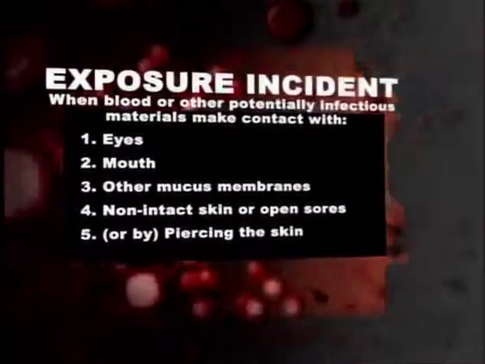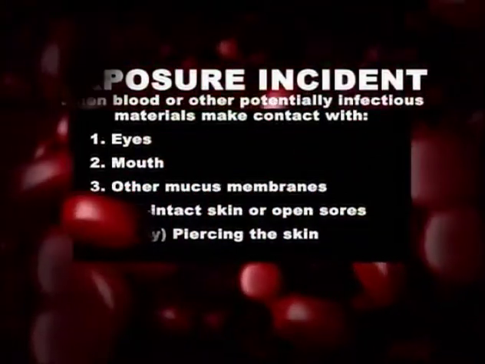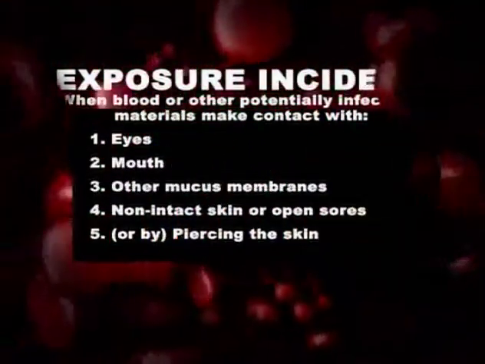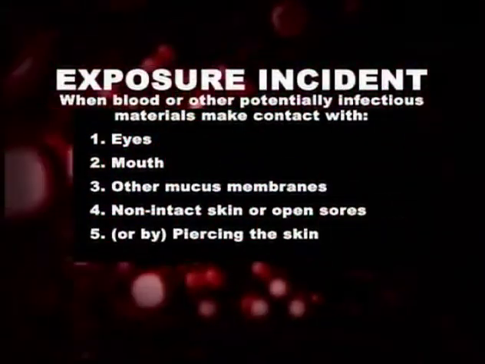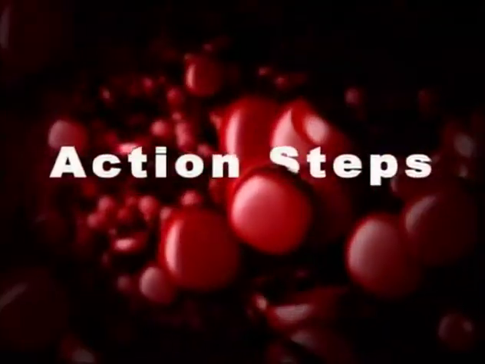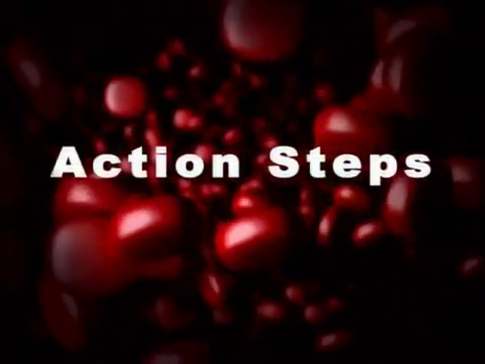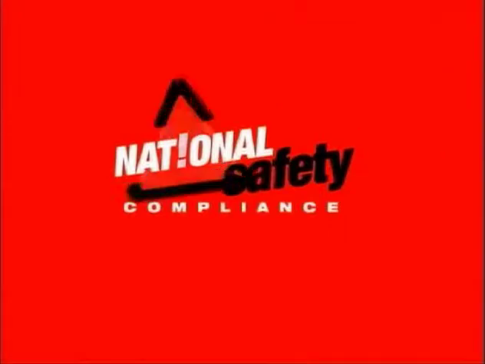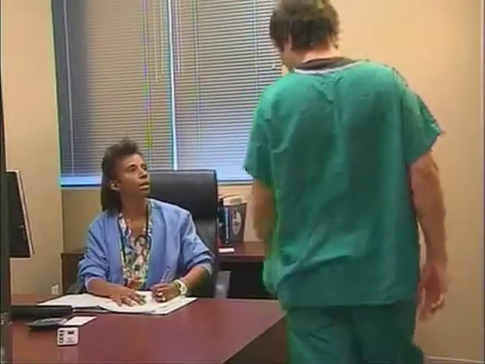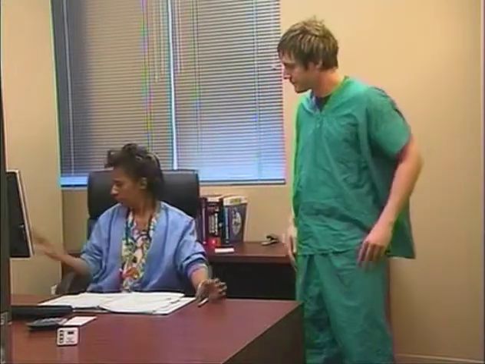An exposure incident is when blood or other potentially infectious materials make contact with eyes, mouth, other mucous membranes, non-intact skin or open sore, or by piercing the skin. Stop and limit exposure to yourself and others. Immediately and thoroughly wash any exposed area of skin with antiseptic soap and water. Flush your eyes, nose, or mouth with water if blood or any body fluid comes into contact with these areas. Report the incident to your supervisor or appropriate management personnel.